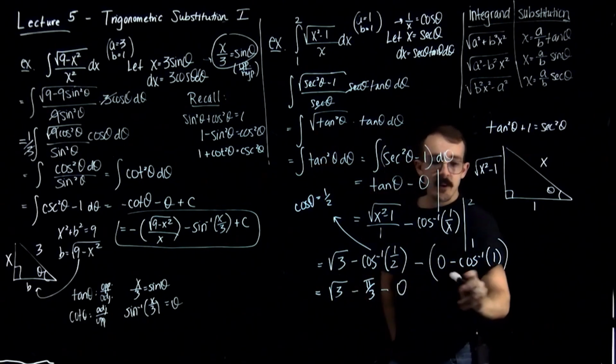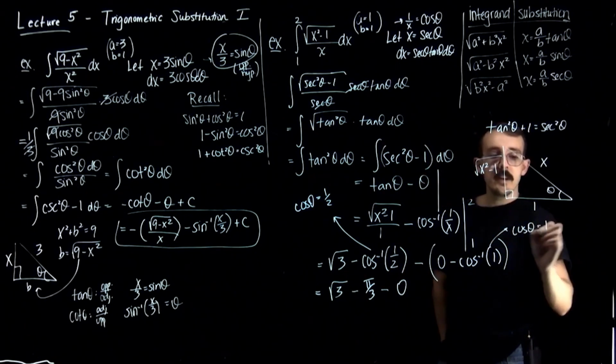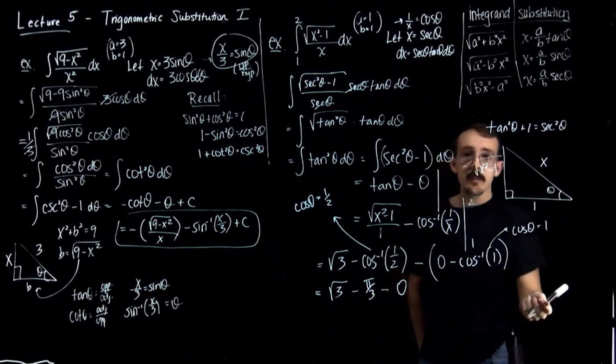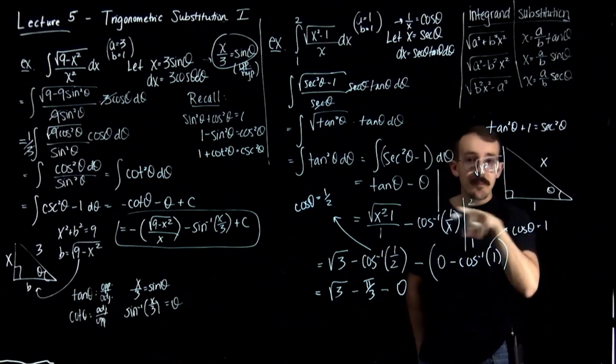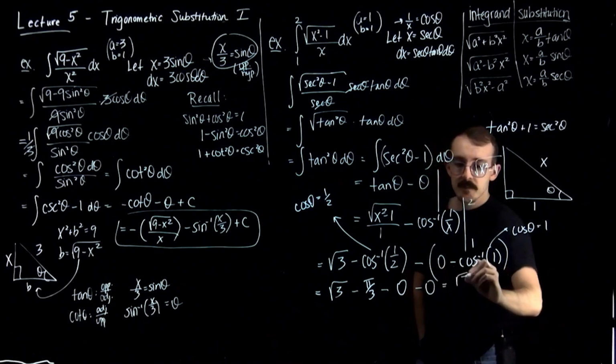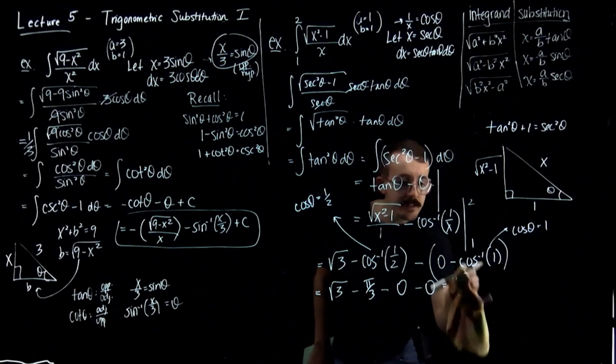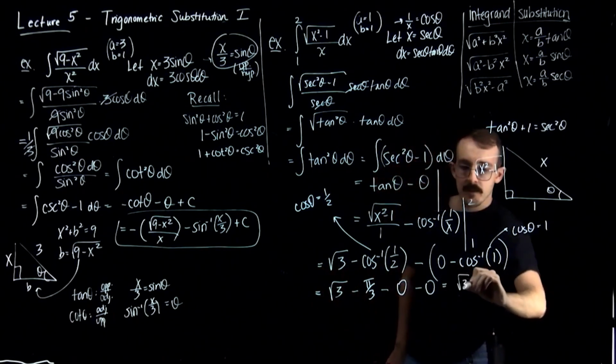Minus, here I get 0. And then here's the same question. Cosine of what angle gives me 1, and I have to be between 0 and pi? Well, 0 degrees is the answer for this. That's cosine is 1. So this is all just 0. So our final answer is going to be root 3 minus pi over 3.